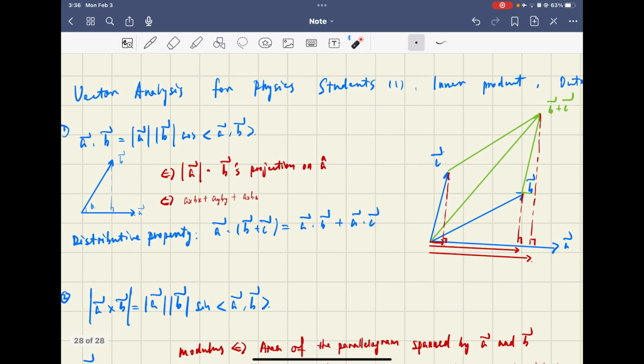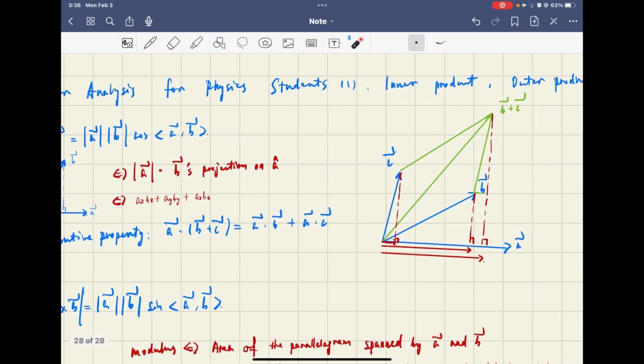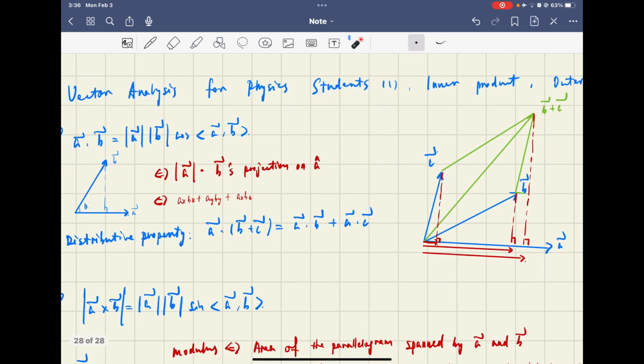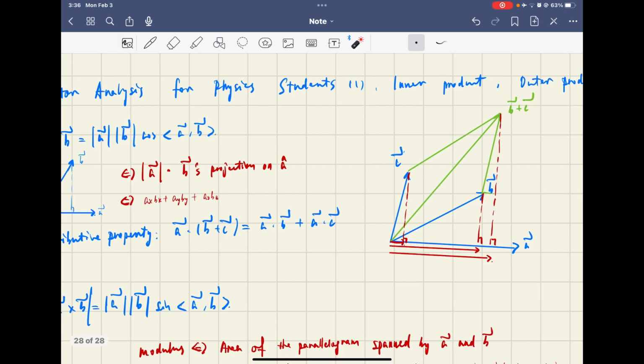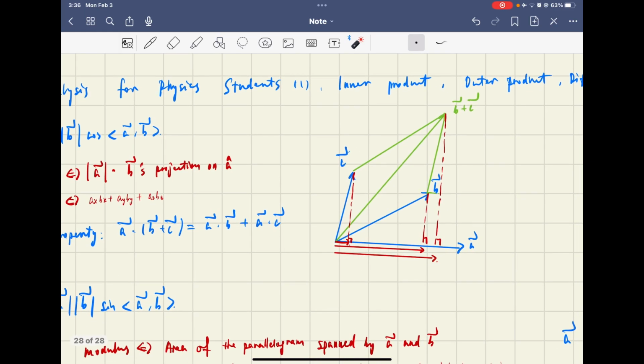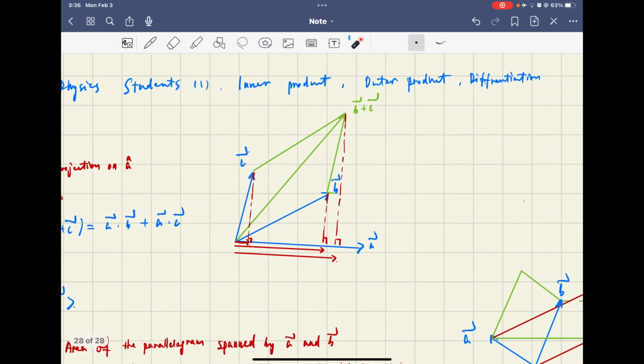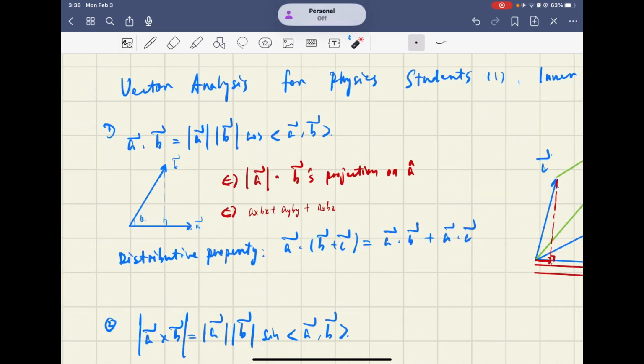I try to simplify everything down, and I also listed some useful properties you can use while you're learning electromagnetics and field theory. Okay, so I made episodes in total. The first one, which is this one, is about inner product and outer product, and also the differentiation of vectors. Okay, let's start.